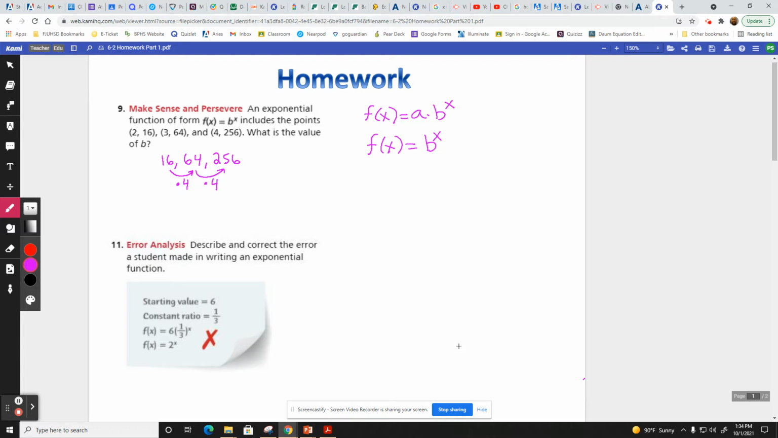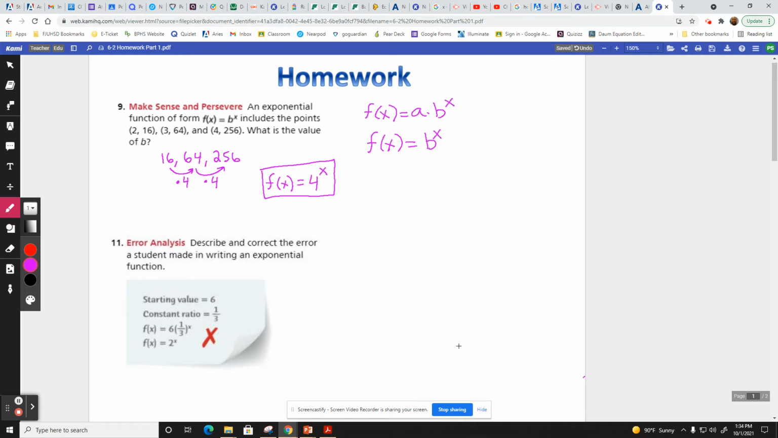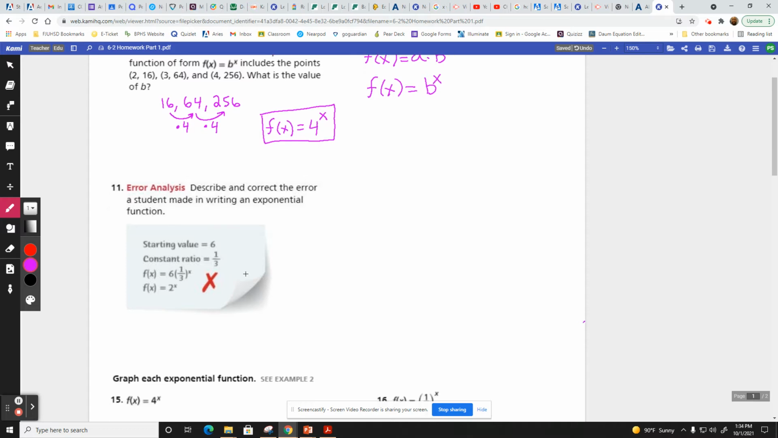And remember, our b value is that number. So really my function is just f of x equals 4 raised to the x. There it is. It was that easy. We didn't need an a value because it already tells us there is no a value, since my a value is 1.